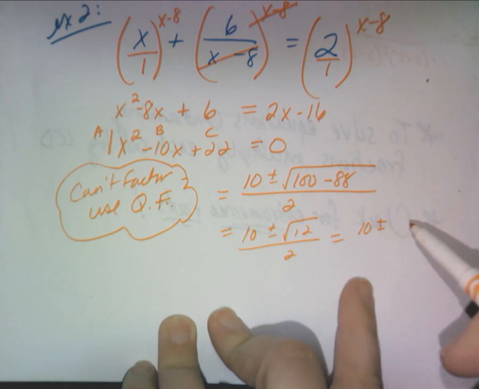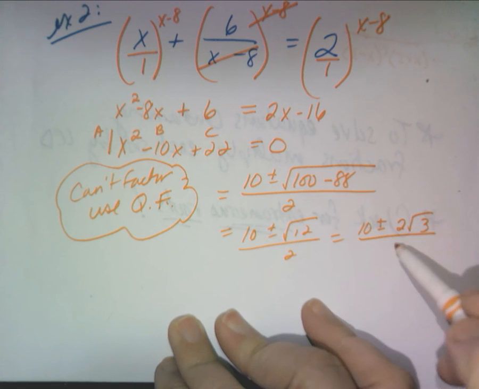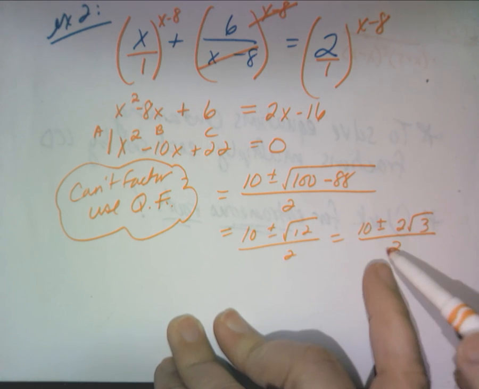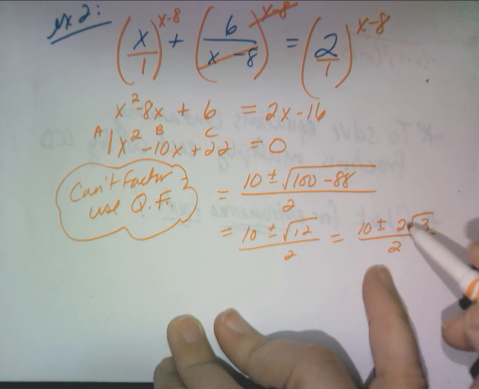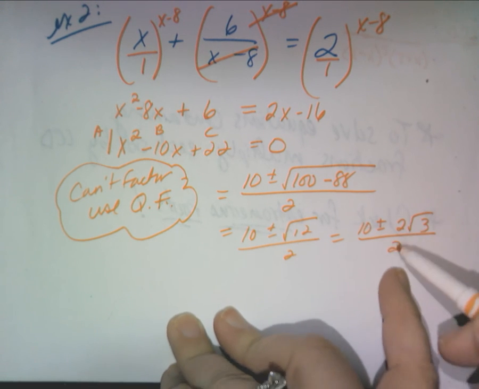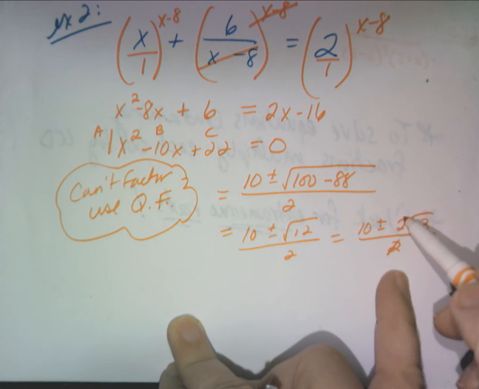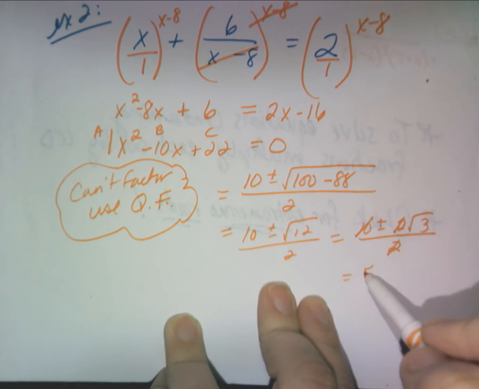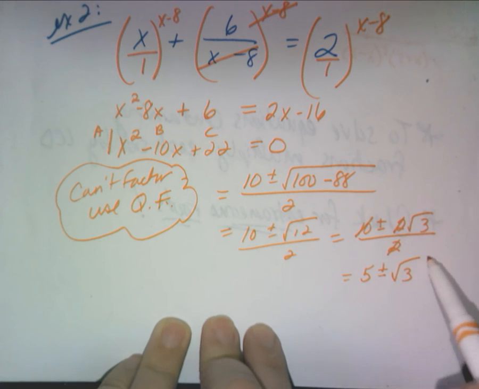Kind of. Yeah, to what? What does it simplify to? 2 root 3. Good job. If this 2 on the bottom can go into everything up here, then you can divide it. You can cross cancel. If it can't, like if this was a 1, you would not be allowed to do what I'm about to do. Or if this was a 3. But 2 can go into 2 and 2 can go into 10. Agreed? So my final answer is 5 plus or minus 1 root 3, or just root 3.